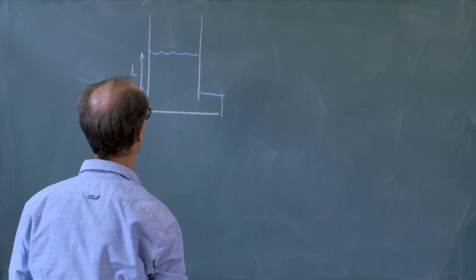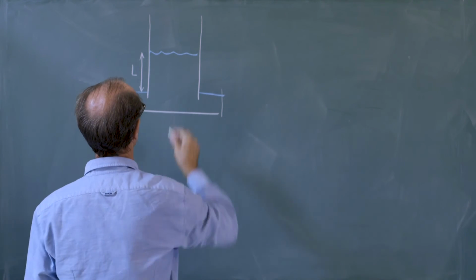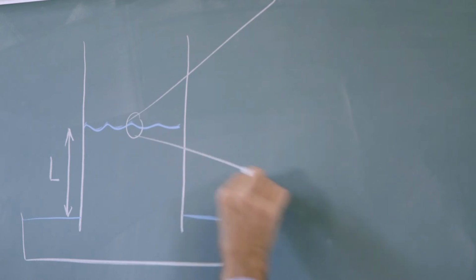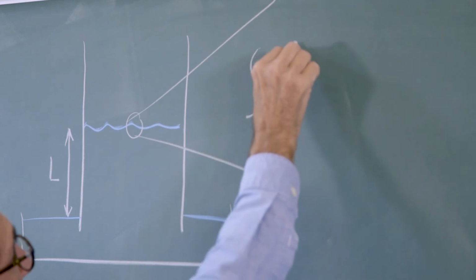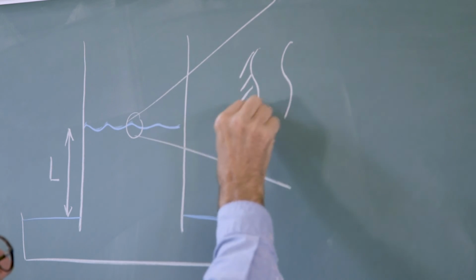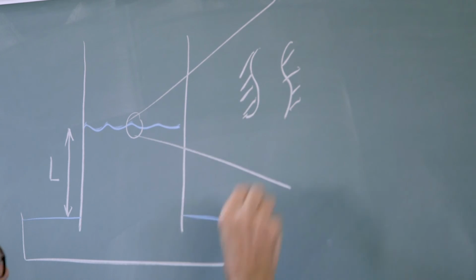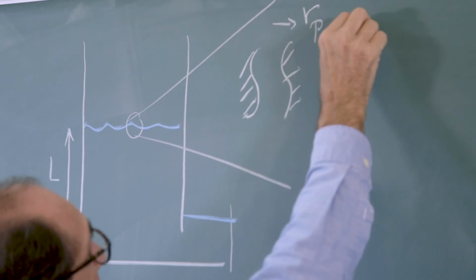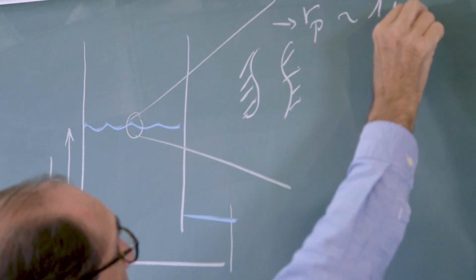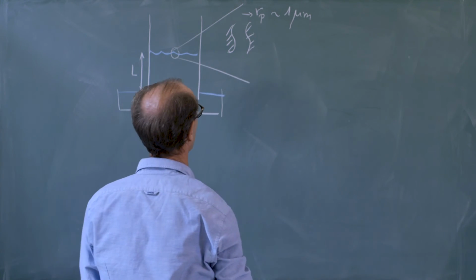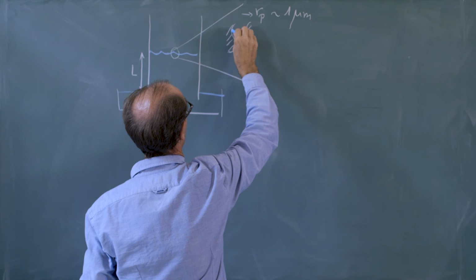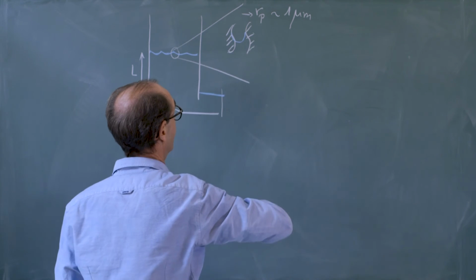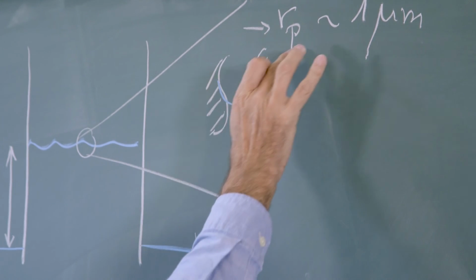If we were able to zoom onto the interface here, we would see something like this. We would see the pores of the material, which are going to be of size RP, on the order of 1 micron. And inside these pores, we would see the interface between the liquid and the air, making small menisci with a radius comparable to RP.